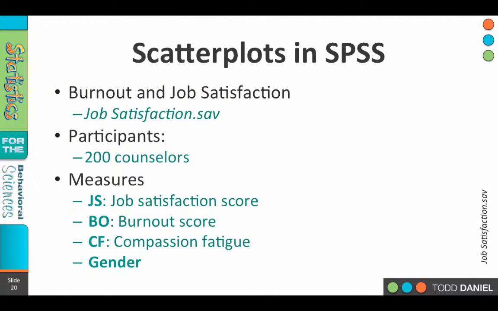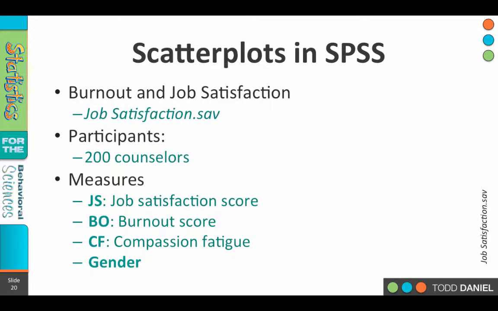So we're going to do a scatter plot in SPSS. In order to do this, we need a data set. So open up SPSS and get the data set jobsatisfaction.sav. The participants in this data set, this highly cleaned and anonymous data set, are 200 mental health counselors who have been measured on 4 variables.